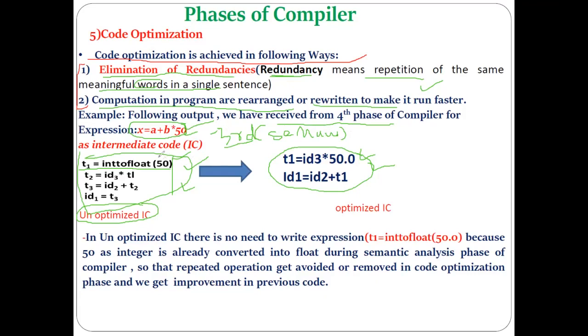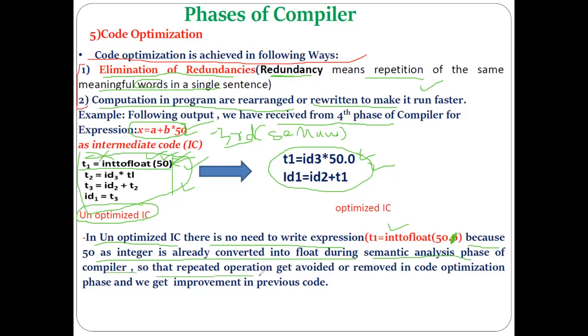Still, in the intermediate code also we are writing the instruction to do that. So there is no need of this instruction in the intermediate code. Understood. That is the reason this instruction is considered redundant code. Which code? This first instruction. So this can be eliminated. The same thing I have mentioned here: in an optimized intermediate code, there is no need to write t1 equal to inttofloat 50, because 50 as an integer is already converted into float during the semantic analysis phase of the compiler.